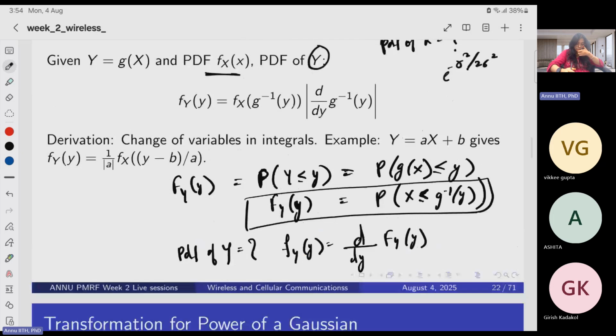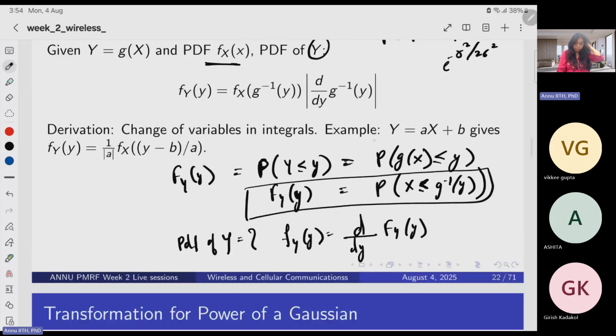You should always start with the CDF. Now this is the change of variables in integrals. Suppose you have y equals ax plus b.